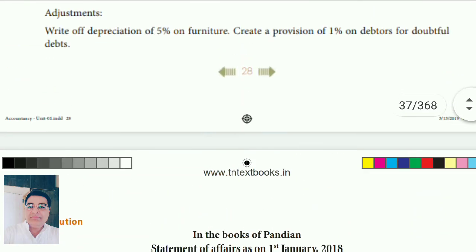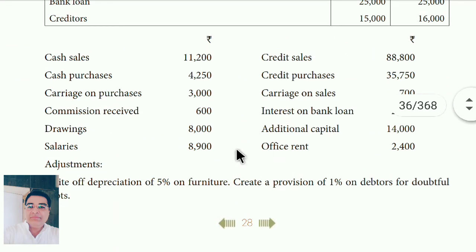Next one, what is the next one? Drawings. Drawings we have to write in the inner column on the liability side, less from the capital. This drawings we have to reduce from the capital, 8,000. Additional capital we have to add with the capital. So that format is capital, add net profit, add additional capital, which we already wrote. In that place we have to write 14,000.